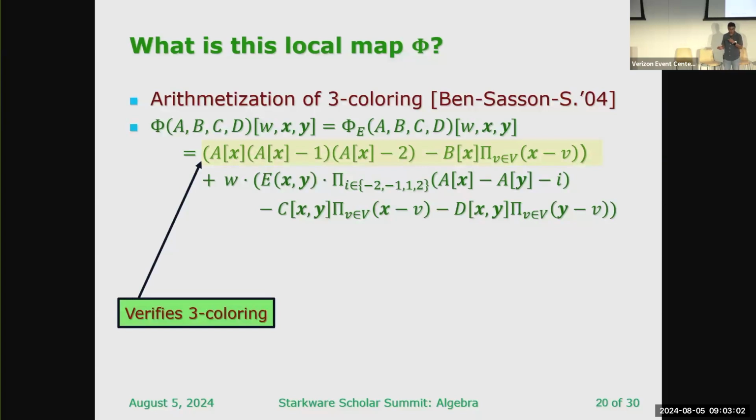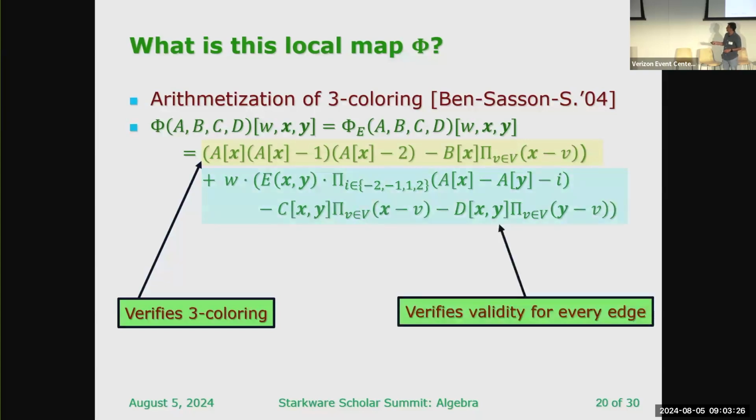So it's a neat fact. The only way this polynomial, A of x times A of x minus 1 times A of x minus 2, minus B of x times this polynomial, can be 0 is if A of x is taking values in 0, 1, or 2 on all of x between 1 to n, on all of this domain, V in V. The second term similarly verifies the validity of the coloring for each edge. Make sure that each edge is validly colored or is not an edge in the graph.